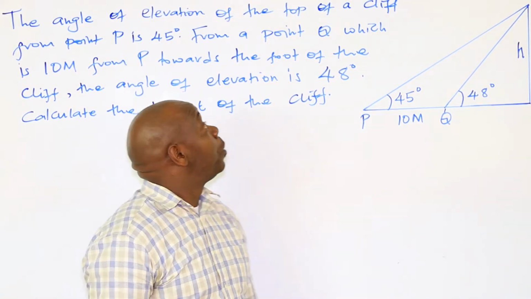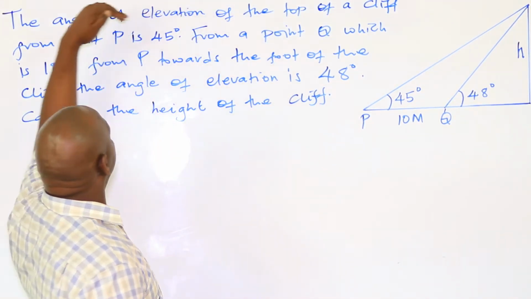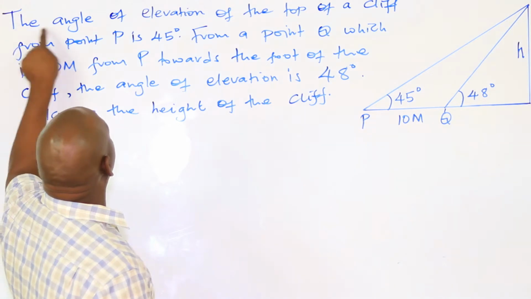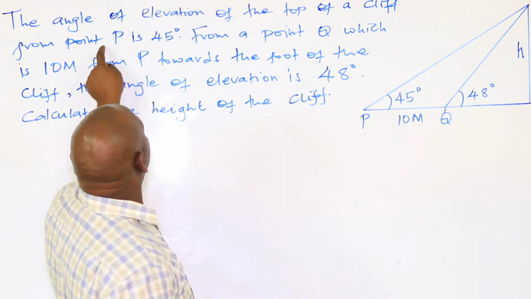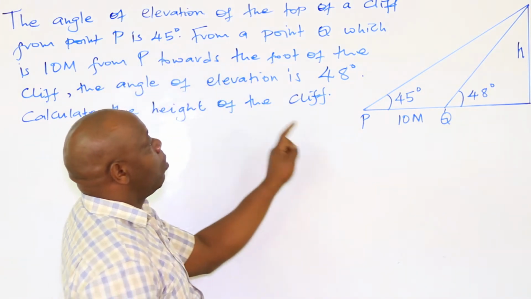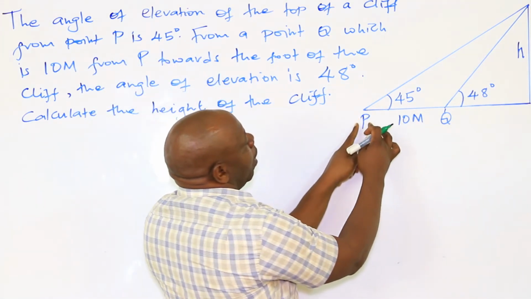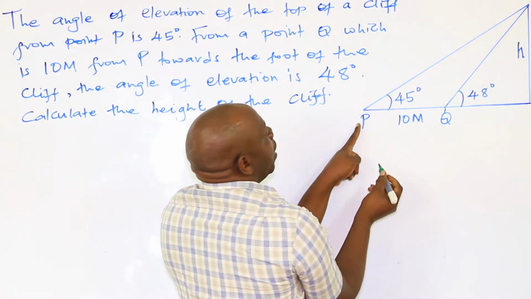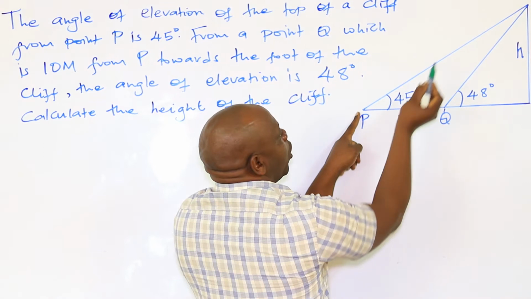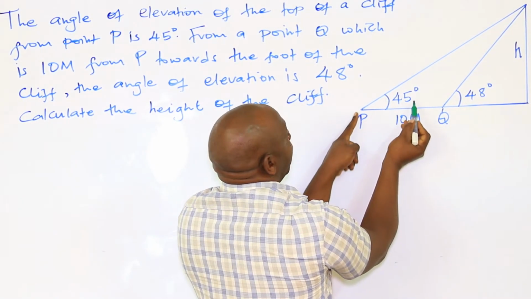Hi, today we want to do a question involving tangents, and the question reads, the angle of elevation of the top of a cliff from point P is 45 degrees. So, point P is here, this is our cliff here. We have been told that the angle of elevation of the top of that cliff is 45 degrees there.